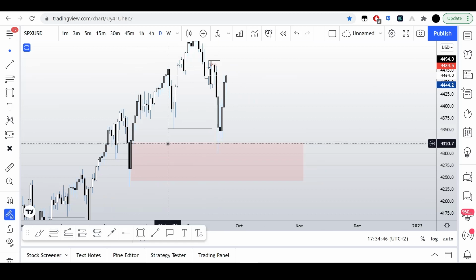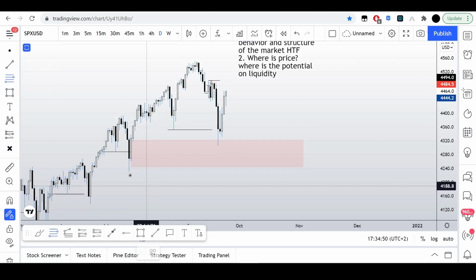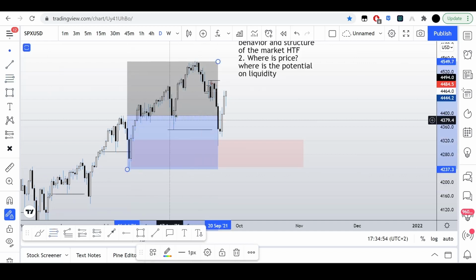But since we're at a very deep discount, let's say we draw our fib from right here up to here, discount is right here. Once we were into here, you've got to be careful with buying, and you've got to be careful with selling still, because we're at discount. But you know that you want to take out this low because of the aggressive price action.